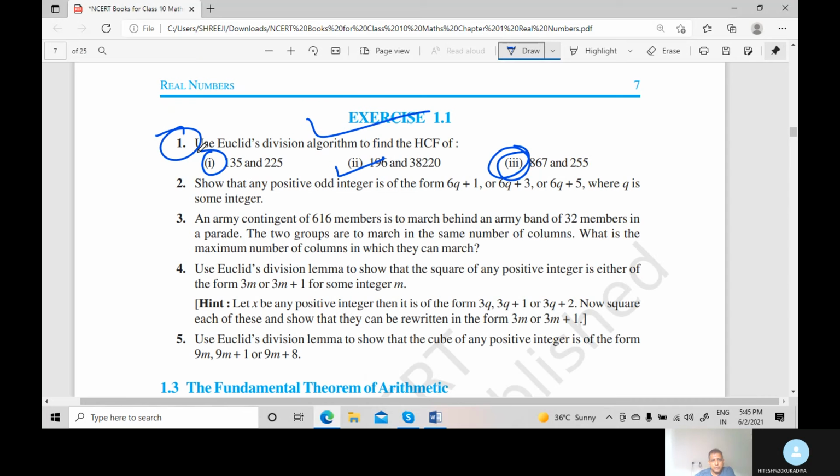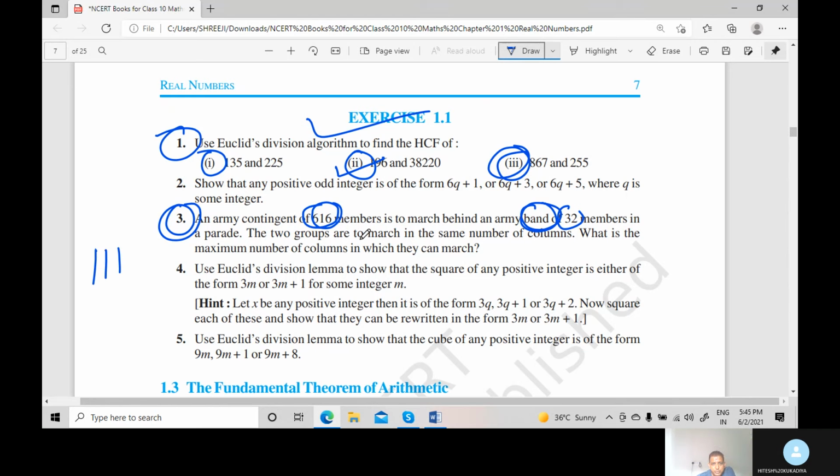Now another two sums, 135 and 225, 196 and 38220. Try them yourself. Now we discuss question number 3. An army contingent of 616 members is to march behind an army band of 32 members. How many members march in each line? I don't know.